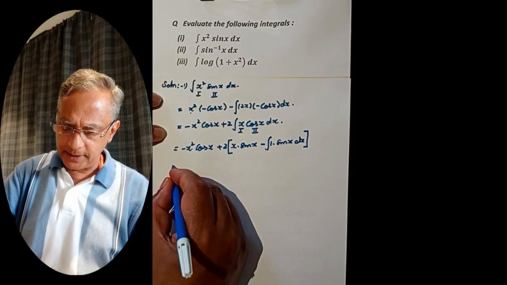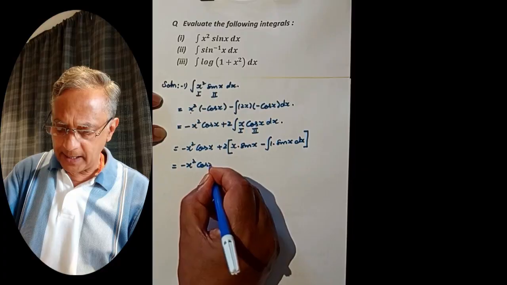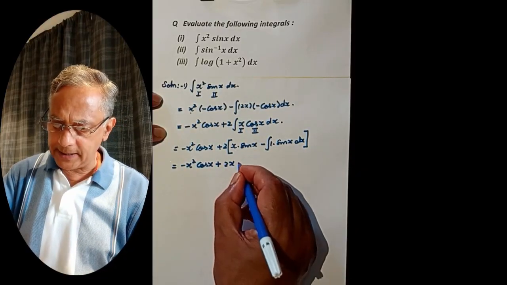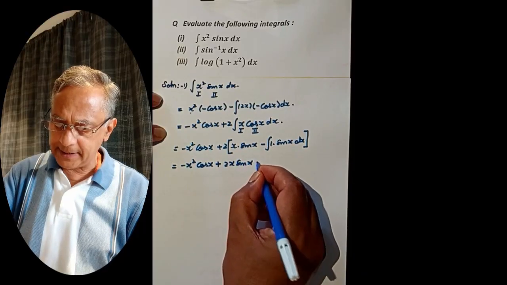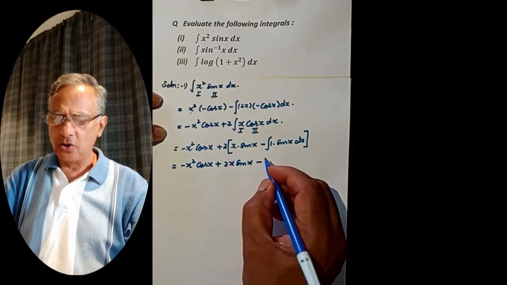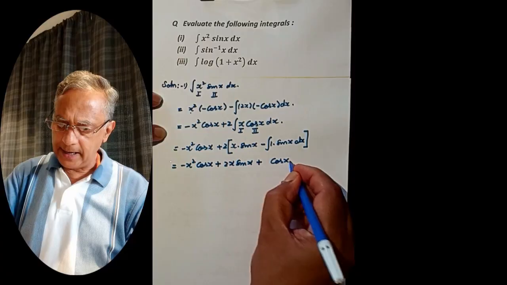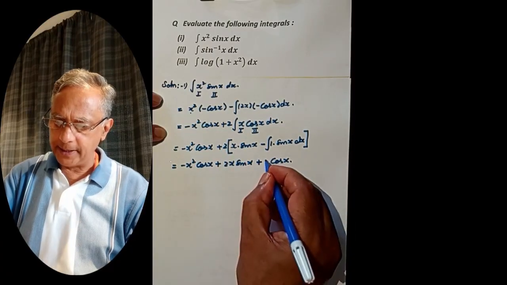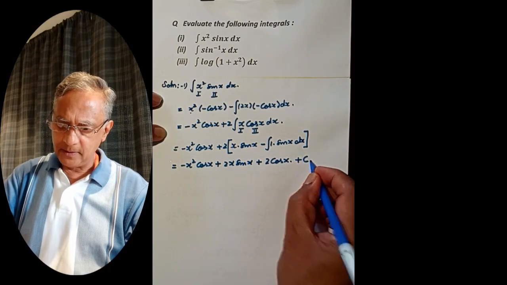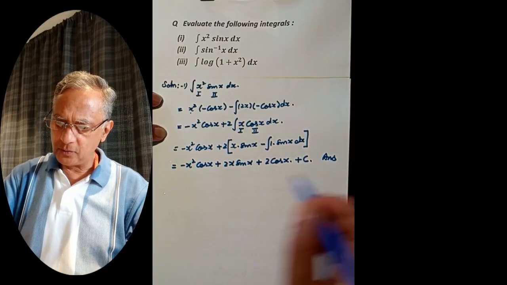dx. This is equal to minus x square cos x plus, open this bracket, this will be 2x sin x minus. Now integration of sin x is minus cos x. So minus minus is plus cos x, and we have 2 from here. So this will be 2 cos x plus constant of integration. So this is the answer.